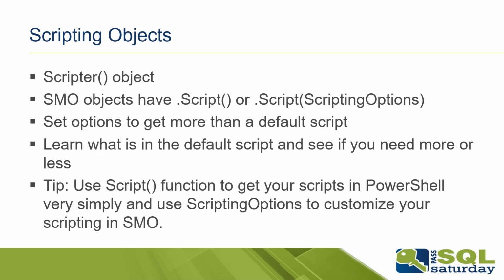Scripting objects, this is another cool tip that many people don't know about SMO. All objects that I've found on SMO have a script method on the object, and it will generate the script for that object. If you want to script it with certain parameters, like I want to script out foreign keys and I don't want to script out the GO, you can create a scripting options object and use that instead, and it will use those options to produce the script.